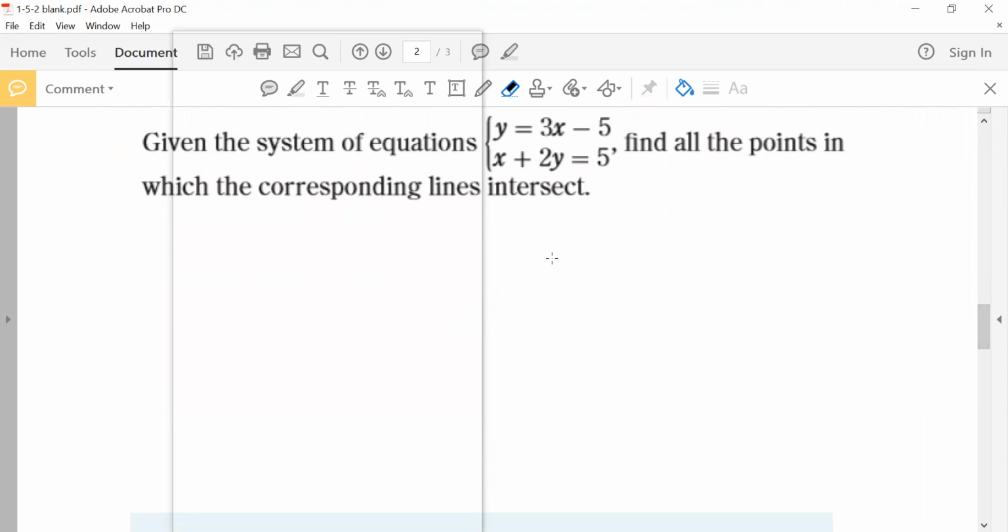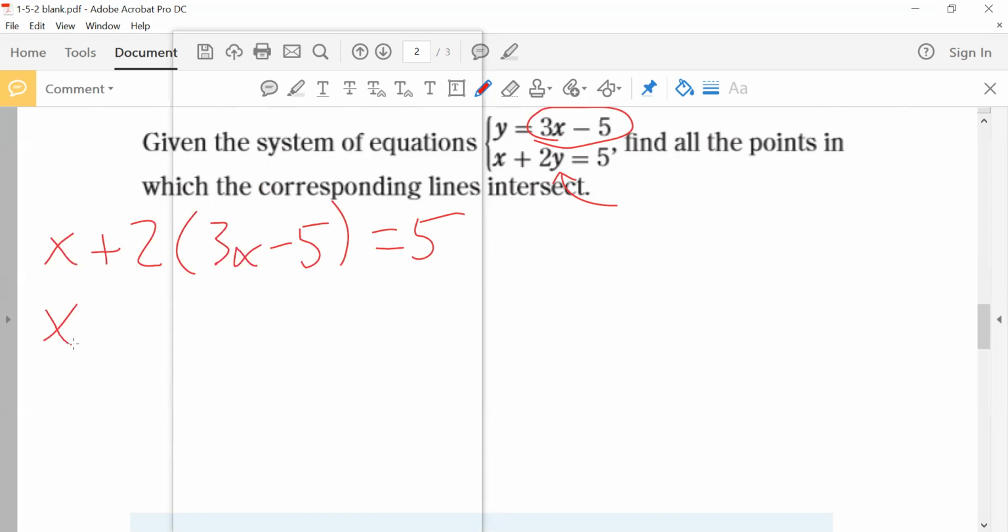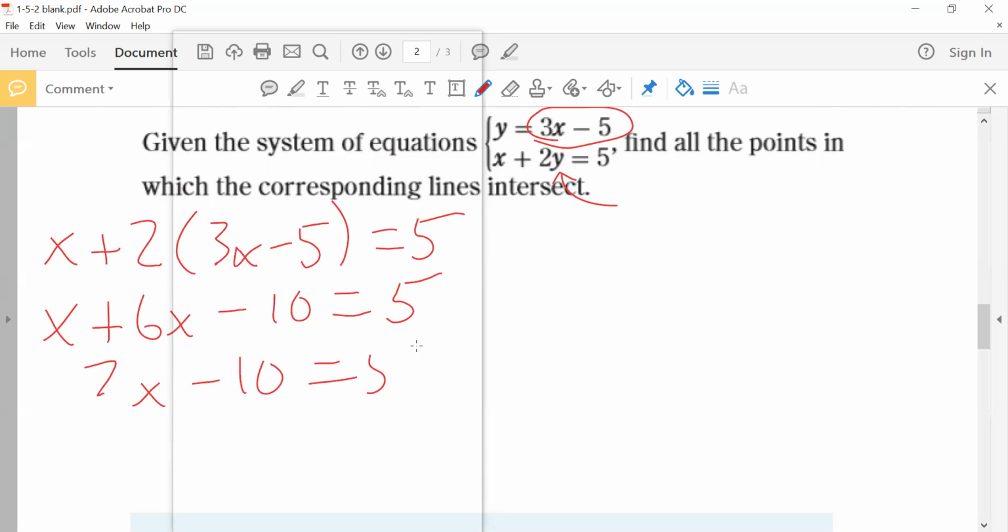Anyway, okay. It says, given the system of equations, find all the points in which the corresponding lines intersect. See how y equals this right here? I'm going to take that and plug it in for y right there. Just substitute the whole thing in for y. So you're going to get x plus 2 times (3x minus 5) equals 5. Distribute the 2, you get x plus 6x minus 10 equals 5. x plus 6x is 7x minus 10 equals 5.